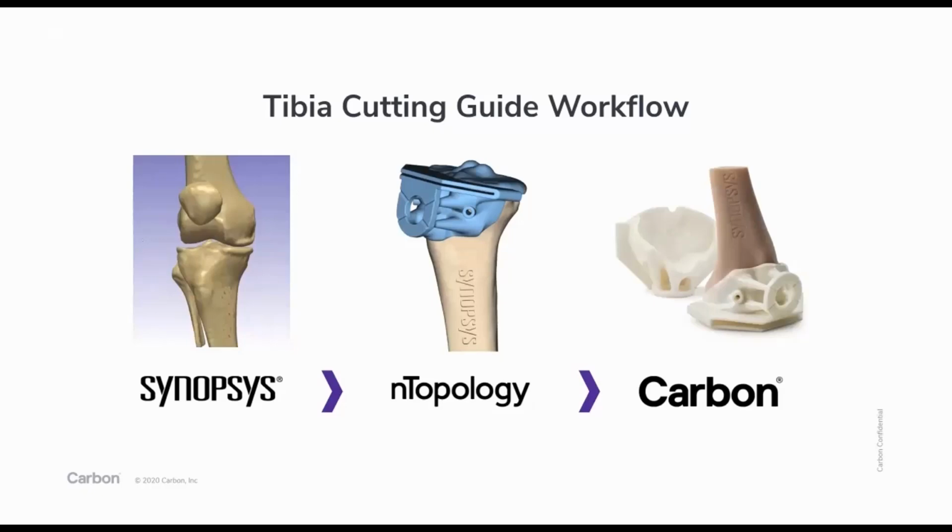And now let's dive back into our tibia cutting guide workflow. As a recap, first we heard from Celia at Synopsys, and she demonstrated how to use Synopsys Simpleware software to import anatomical scan data and export a 3D model of the tibia, including metadata such as landmarks and an embossed part ID. Then Chris shared how to import the 3D model of the tibia into Entopology and how to use that 3D model of the tibia to design a patient-specific cutting guide. Finally, the patient-specific cutting guide is exported from Entopology, and we're ready to produce physical parts on the Carbon platform. I'll walk us through how to do that.